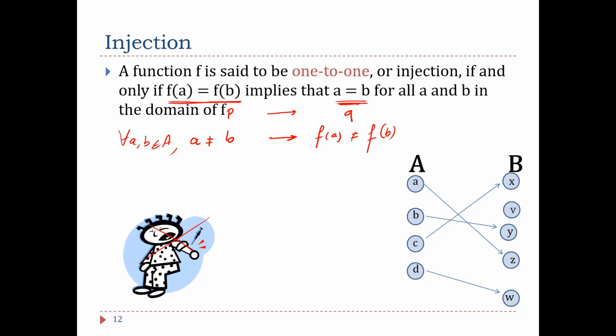So yeah, if you look at this element and this element, they have different images. The first, second, they have different images. The first and the last, they have different images, both for BC, BD, CD. Okay, so if you pick up any couple of different elements, their images are necessarily different. In this case, the function is called one-to-one or an injection.